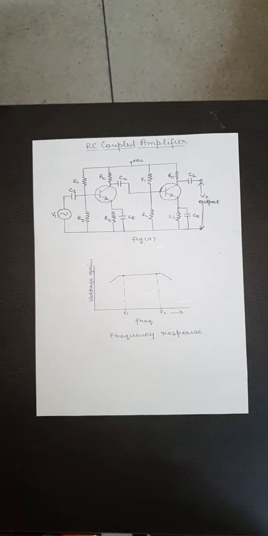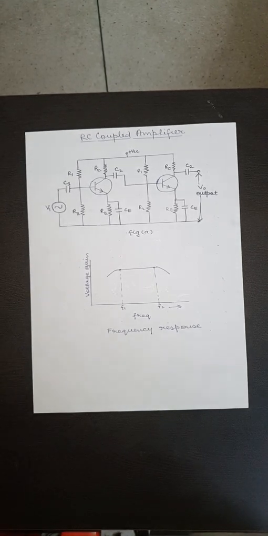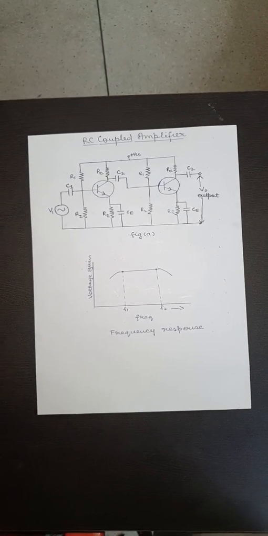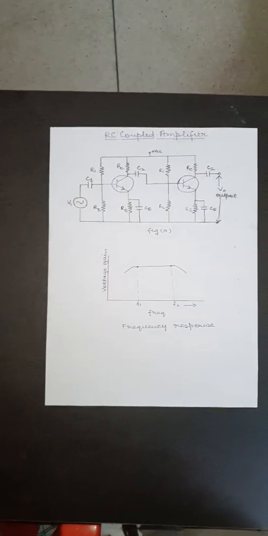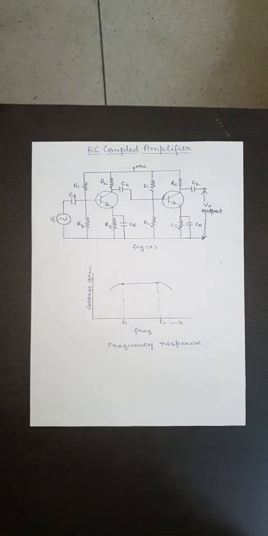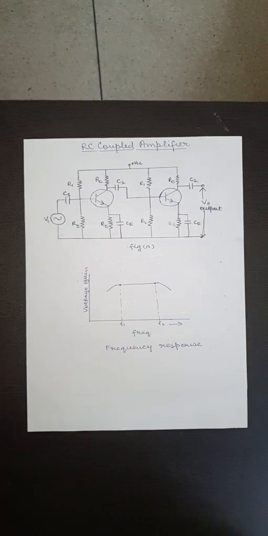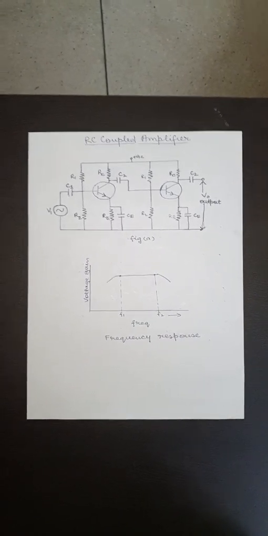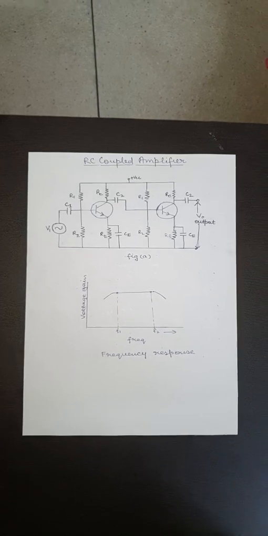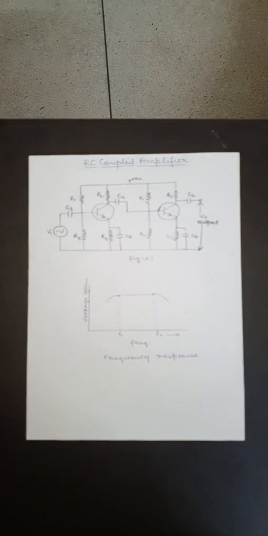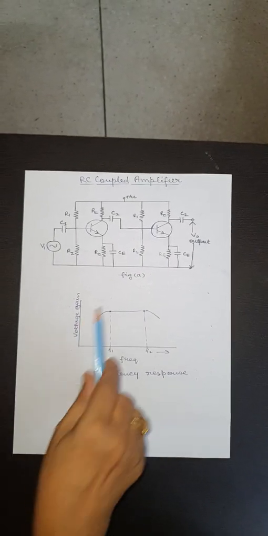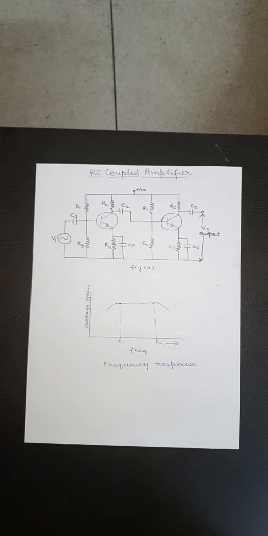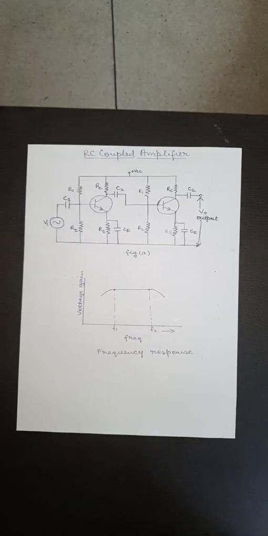We use a multi-stage amplifier when the voltage amplification of a single-stage amplifier is insufficient to meet the requirement. In the multi-stage RC coupled amplifier, the output of the first stage is connected to the next stage through an RC coupling. This amplifier is used for voltage amplification. Figure A shows the two-stage RC coupled amplifier.